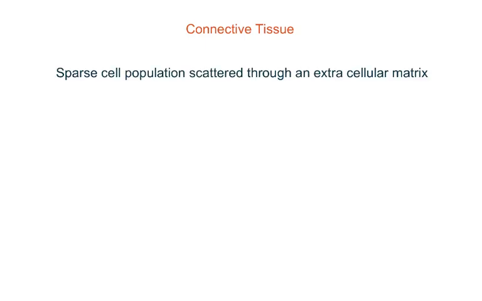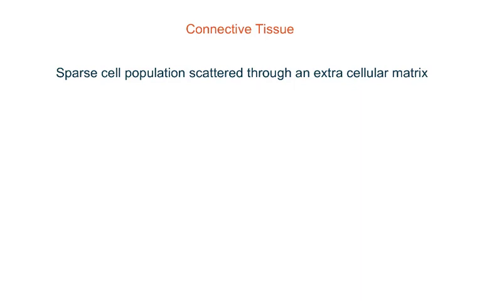So connective tissue is our next type of tissue, and if we were to go back to the housing comparison, I was saying that epithelial cells are like apartments. Well, connective tissue would be like suburban areas or rural areas. So connective tissue is tissue that contains a sparse cell population scattered through an extracellular matrix. So in other words, the cells aren't completely on top of each other. There's space in between the cells, right? So they're not densely packed in there. And then in between each cell is an extracellular matrix.